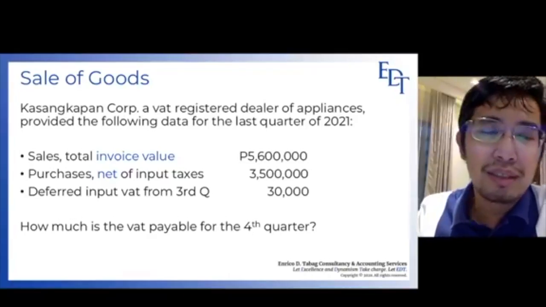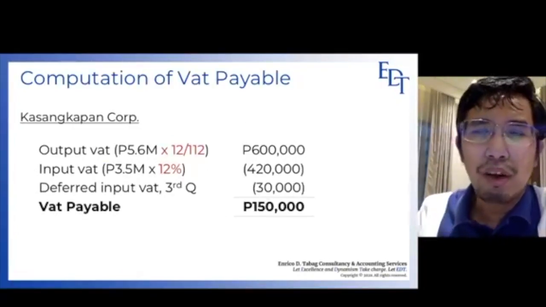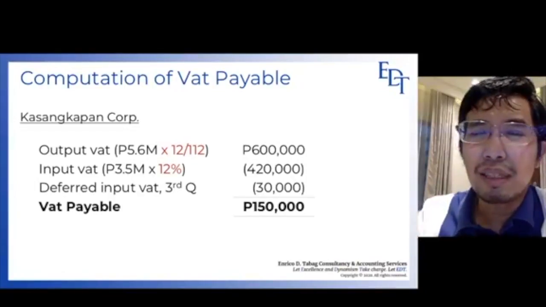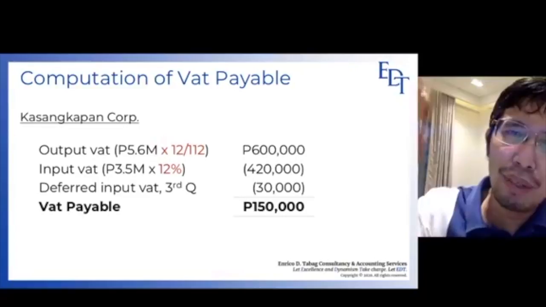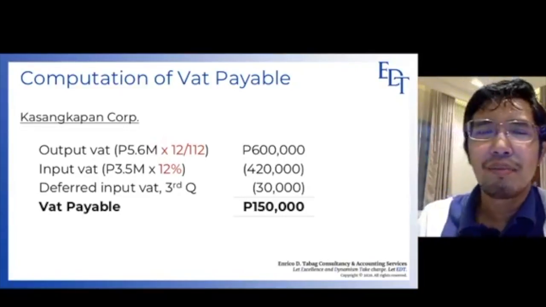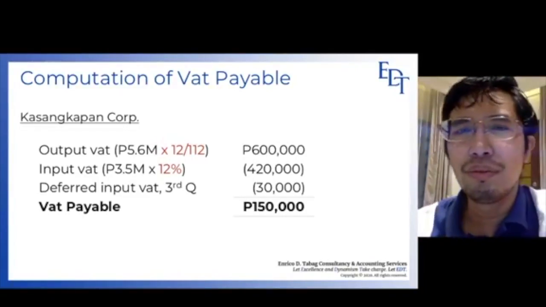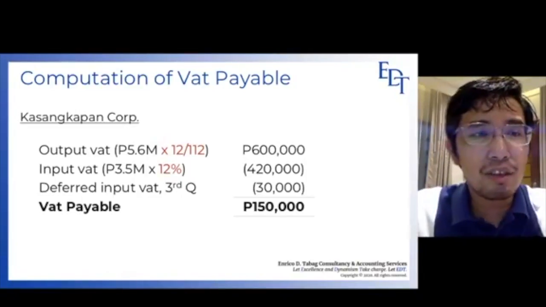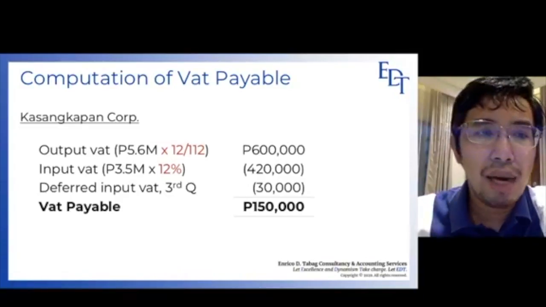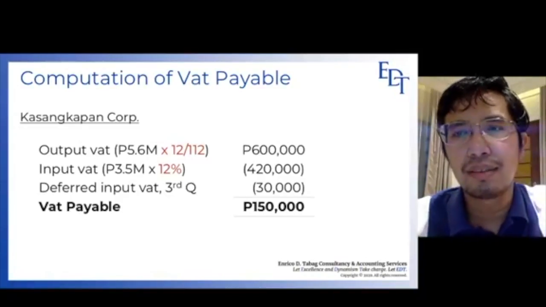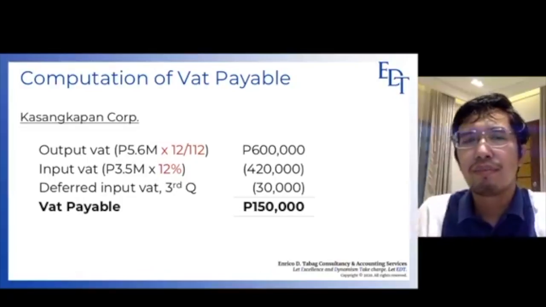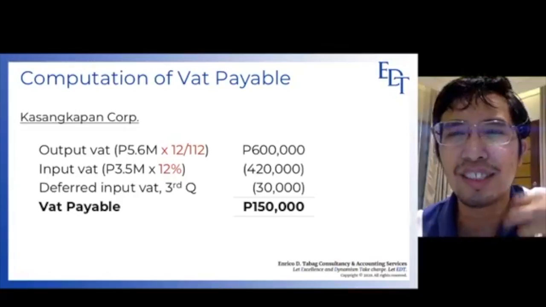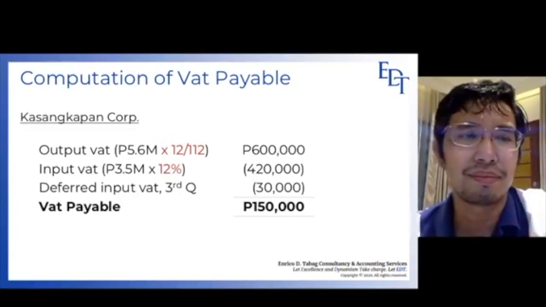So, let's compute then. So, start tayo sa output VAT. And since inclusive of VAT yung figure, tatlong pamamaraan mo, di ba? Pwedeng divide by 1.12 times 12%. Pwedeng times 12 over 112. Pwedeng times 3 over 28. So, in this particular problem, the amount of the VAT is 600,000. That's your VAT on sale. Okay. Of goods. Pag goods tayo, it's not based on collections, ha? It's based on sale. Gross sale.